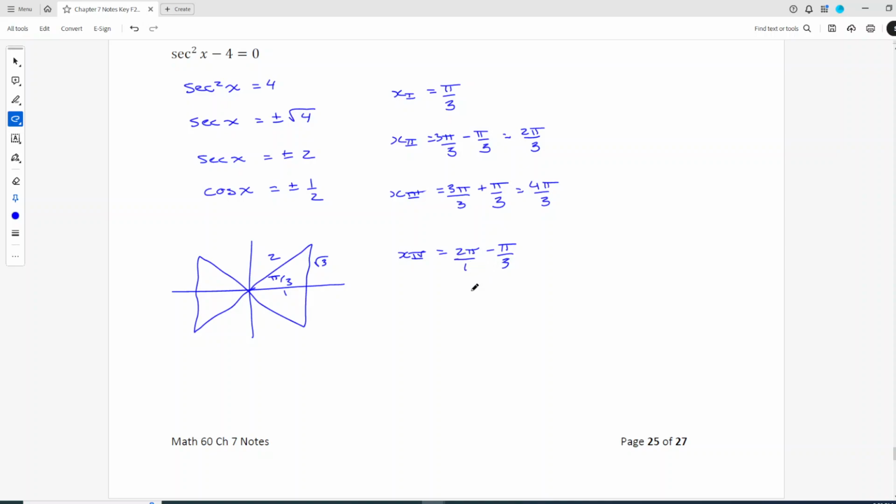Which, writing 2 pi by 3 with a denominator of 3, would be 6 pi by 3 minus pi by 3, which would be 5 pi by 3. And again, if you write them like that, I'm totally fine with it. Or you can be like, hey, you know what? My solutions are pi by 3, 2 pi by 3, 4 pi by 3, and 5 pi by 3.